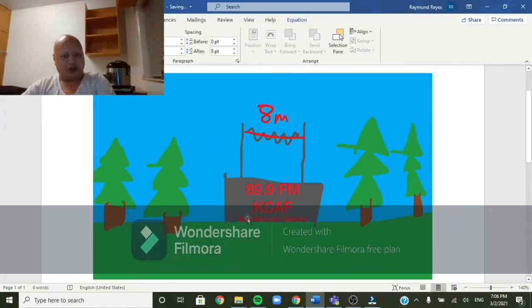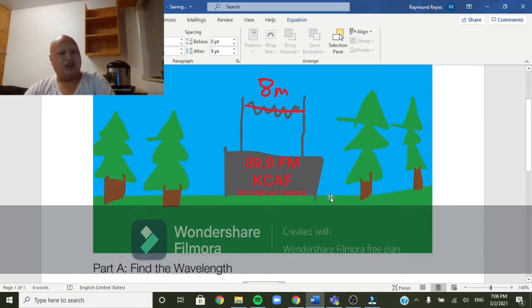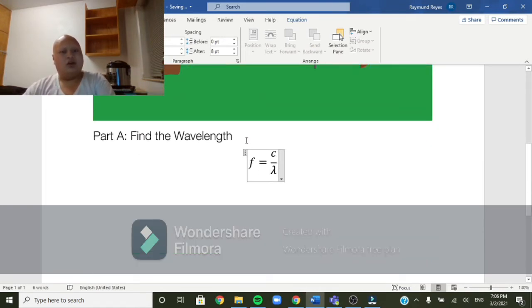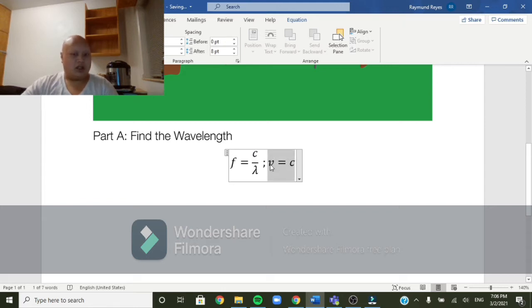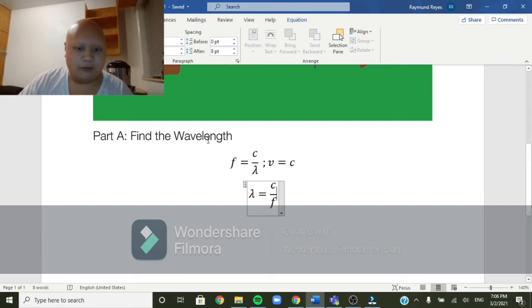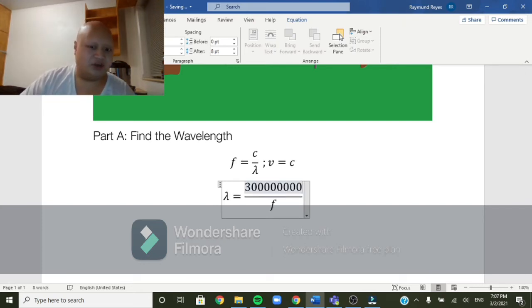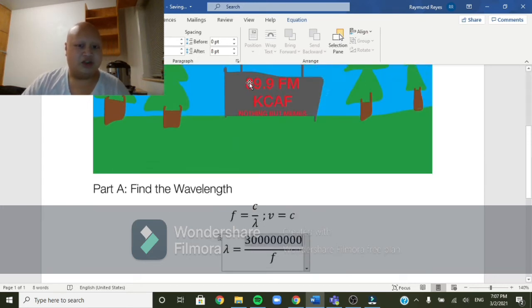So before we start, here's a picture of what the problem basically looks like. So for part A, we have to find the wavelength. And then here's the fundamental equation for frequency relative to wavelength. But in this case, the speed of light replaces velocity. So the speed of light is constant, which is 300 million meters per second. Now we multiply both sides by lambda and divide both sides by frequency. So plug in 300 million meters per second for c. And then for f, we are given that it's 89.9 megahertz.